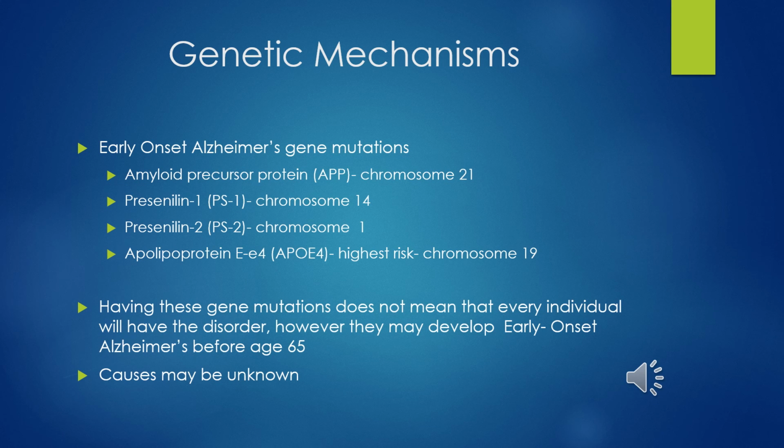Genetic mechanisms for early onset Alzheimer's disease. There are 4 Alzheimer's gene mutations that are inherited. They include amyloid precursor protein, presenilin 1, presenilin 2, and APOE4.